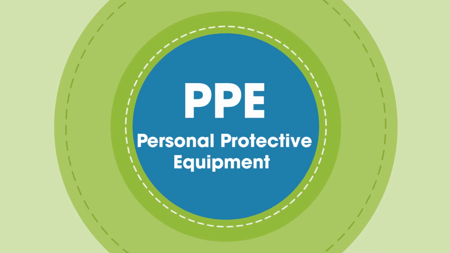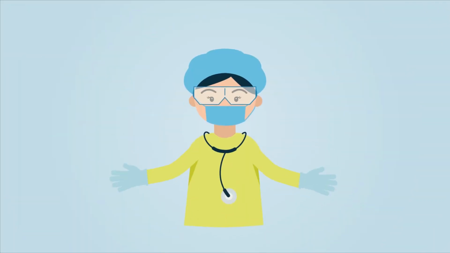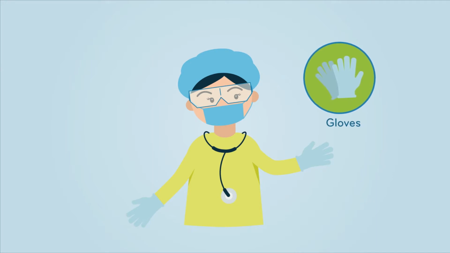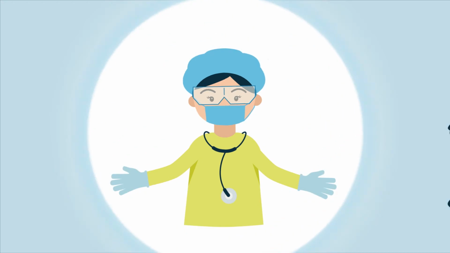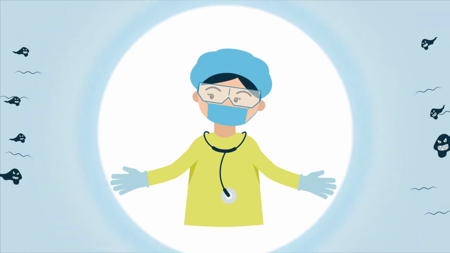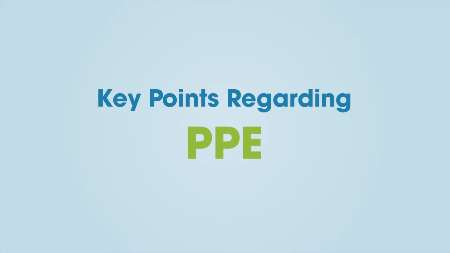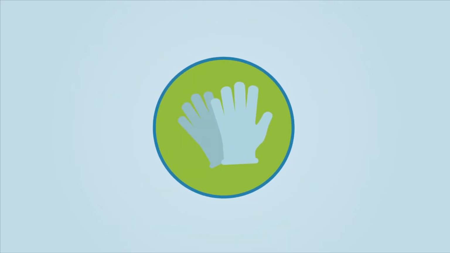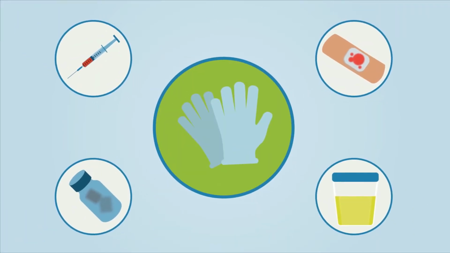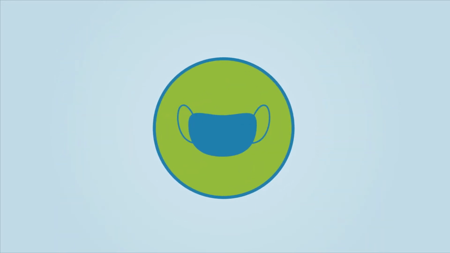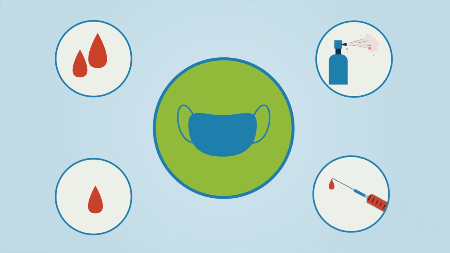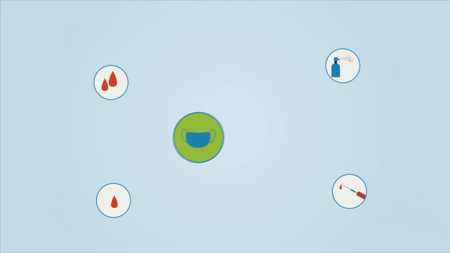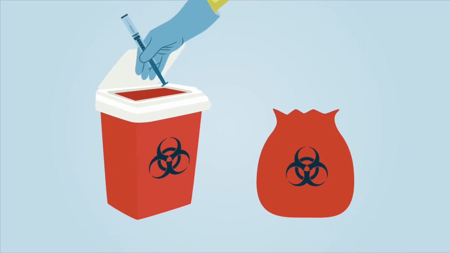Personal protective equipment, PPE. PPE is specialized clothing or equipment, such as gloves, gowns, masks, and eye protection, that are worn by an employee for protection against an infectious hazard. Key points regarding PPE include: employees should wear gloves when coming in contact with potentially infectious materials. Masks should be worn whenever splashing, spraying, or splattering droplets of blood or other potential infectious materials occurs. Disposable contaminated items must be disposed of in a proper biohazard waste bin.